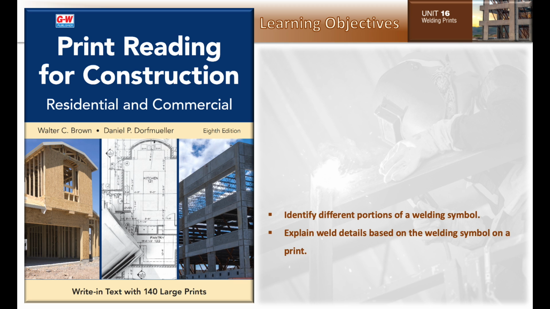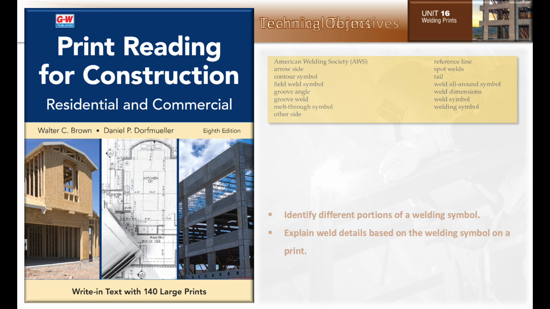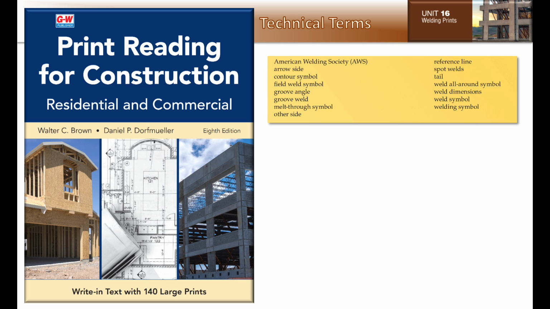In this unit, you will learn to identify different portions of a welding symbol and explain weld details based on welding symbols on the print. Please take a moment and familiarize yourself with these technical terms. They can be found on page 382 in the reference section of the textbook.